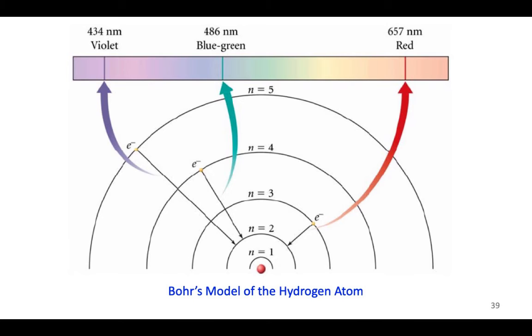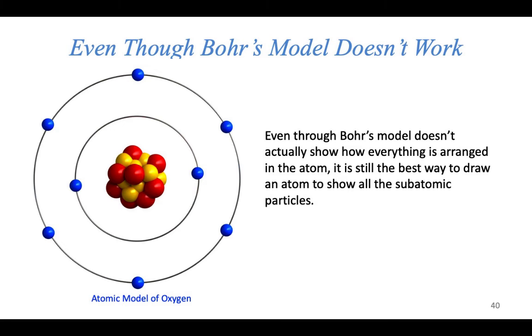Even though Bohr's model only works perfectly for the hydrogen atom, it still explains how all light in the universe is produced. While Bohr's model doesn't actually show the correct structure of the atom, it is still the best way to draw an atom to show all the subatomic particles.